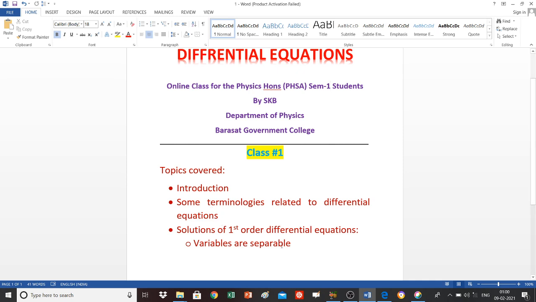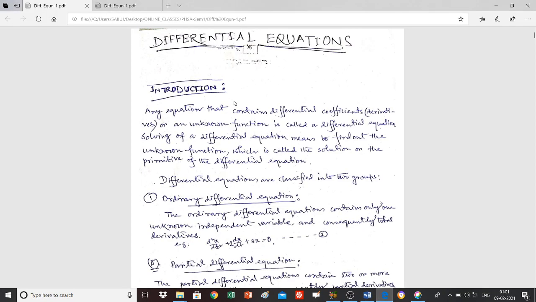method. So let us start this session with the introduction, and first we need to know what a differential equation is. To define it, it can be said that any equation that contains differential coefficients, that means derivatives of different variables or an unknown function, is called a differential equation.